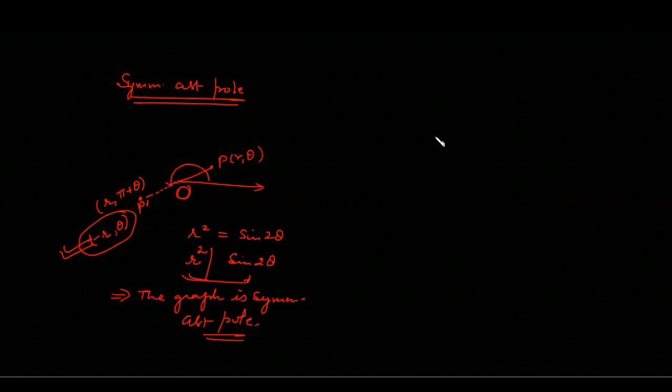So we have to consider either angle moving from 0 to pi or minus pi by 2 to plus pi by 2. Since we have only one symmetry and the symmetry is about pole, it is sufficient to consider theta from here to here or from here to here, right?